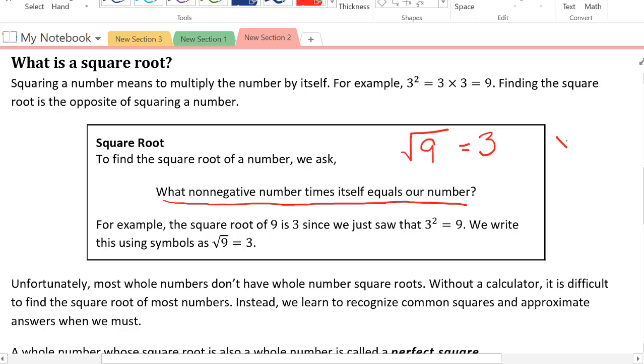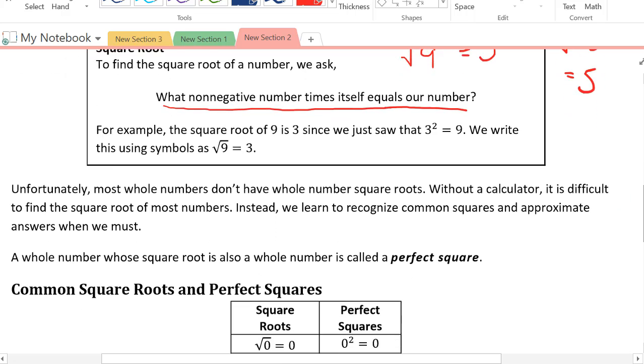Just like if I asked you what's the square root of 25, I'm asking you what number times itself will give us 25. That's going to be 5, and so on for all the other ones. Okay, so let's look at some examples.